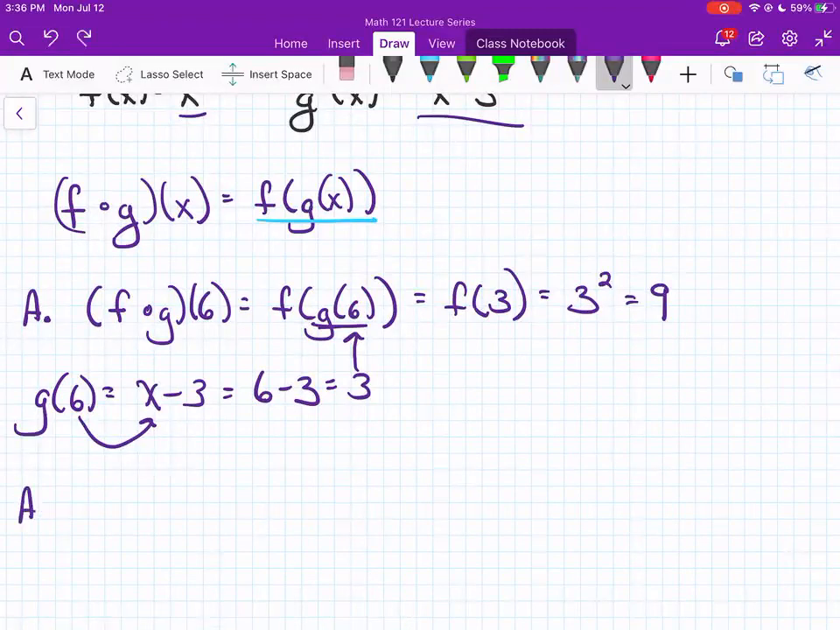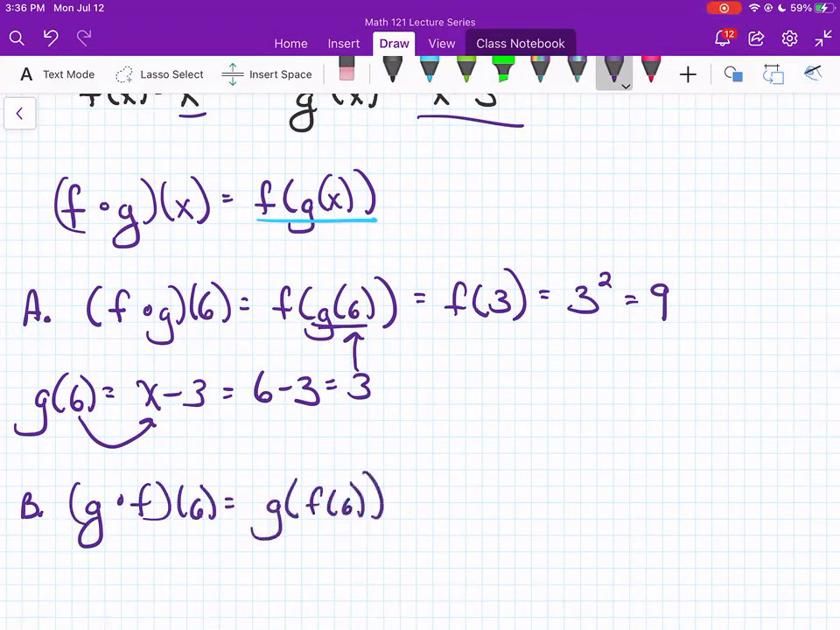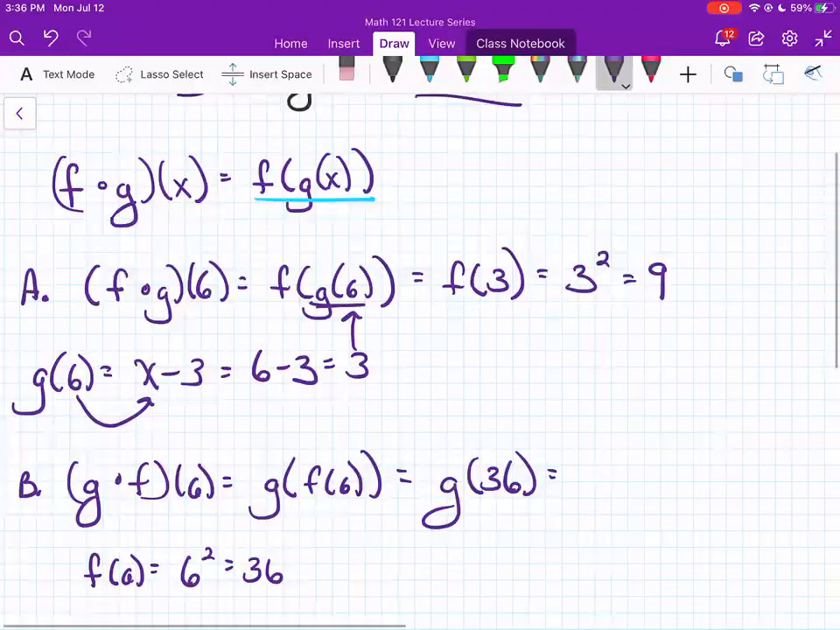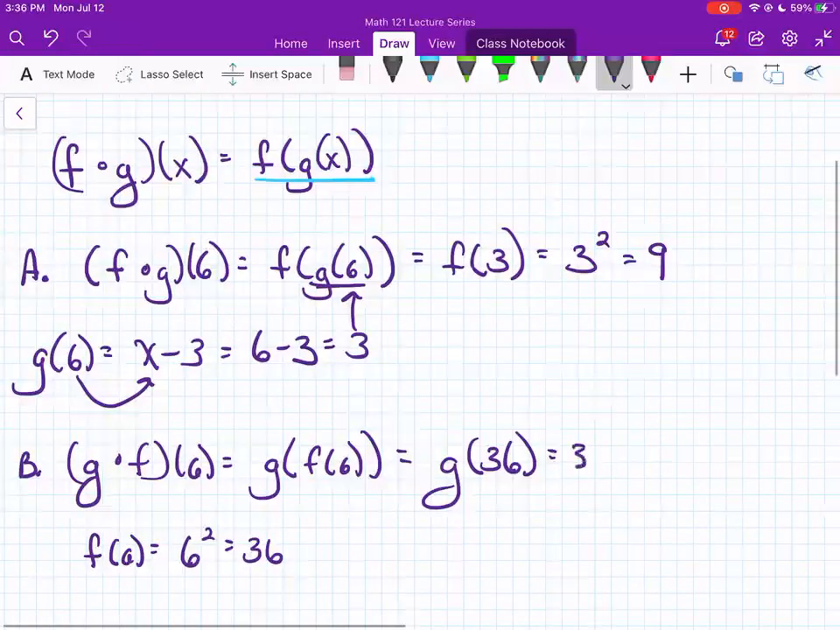Note that the opposite is not true. So if instead of doing f of g of 6, I do g of f of 6, then I have g of f of 6. I plug in 6 into my function of f, which is x squared. So f of 6 becomes 6 squared, or 36, leaving me with g of 36. I then plug that 36 in for x here, which gives me 36 minus 3, which is 33.